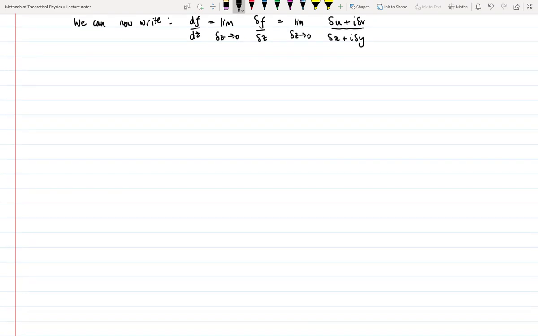Now how do we take this limit as delta z approaches 0? Well, we can compare what this yields for the two different approaches that we described above. Let's compare what this yields for the two approaches above.